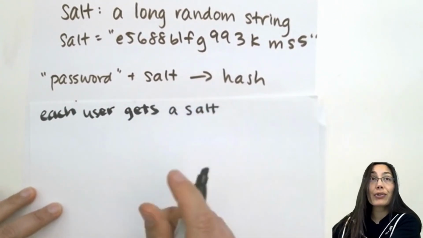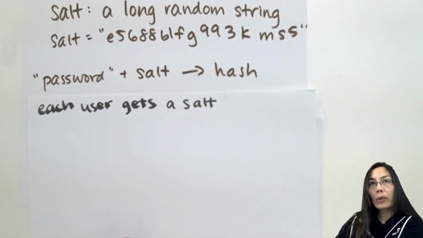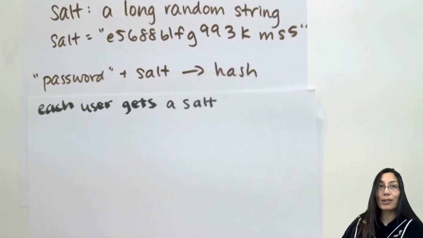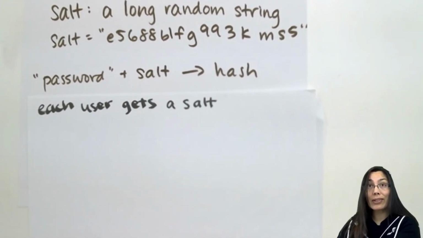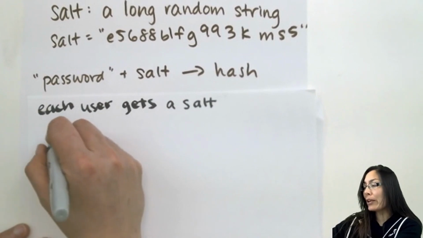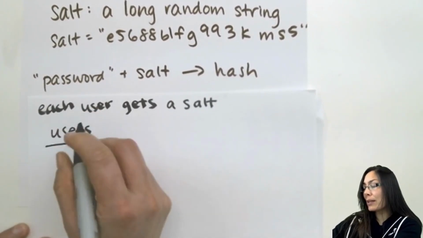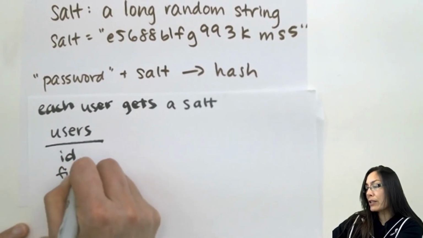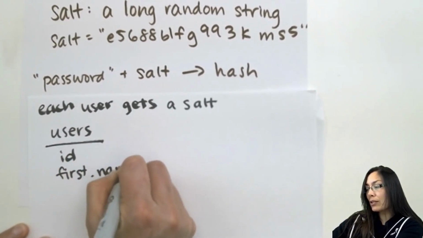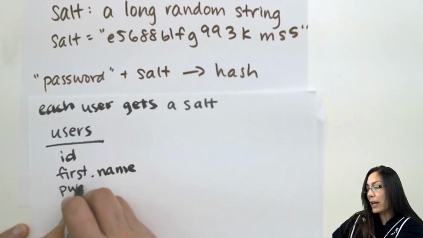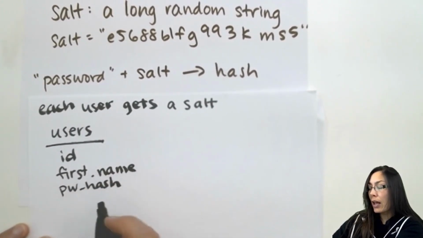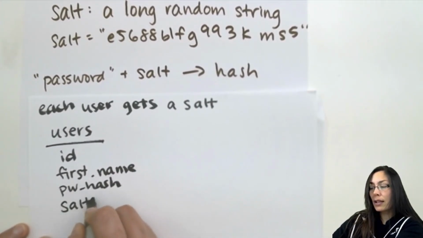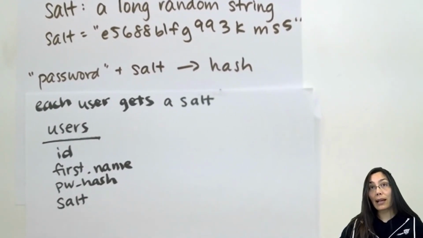What if each user gets a salt? Then how would we remember which salt belongs to which user? Well, I'd have to go into the database. So now our users table would look something like this. We'd still have our ID, we'd still have things like first name, last name, all those things. We would still have the password hash, and we would have the salt that was used to help produce that hash.